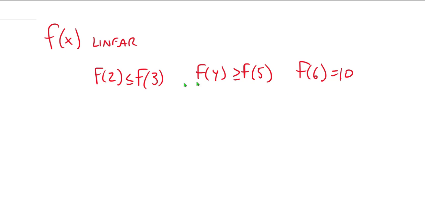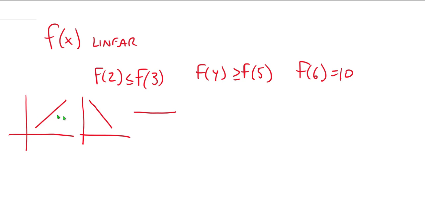So one thing that you have to know about linear functions is that they are either increasing, decreasing, or constant. It's the only three things that a linear function can do. By the way, increasing means positive slope, decreasing means negative slope, horizontal means a zero slope.